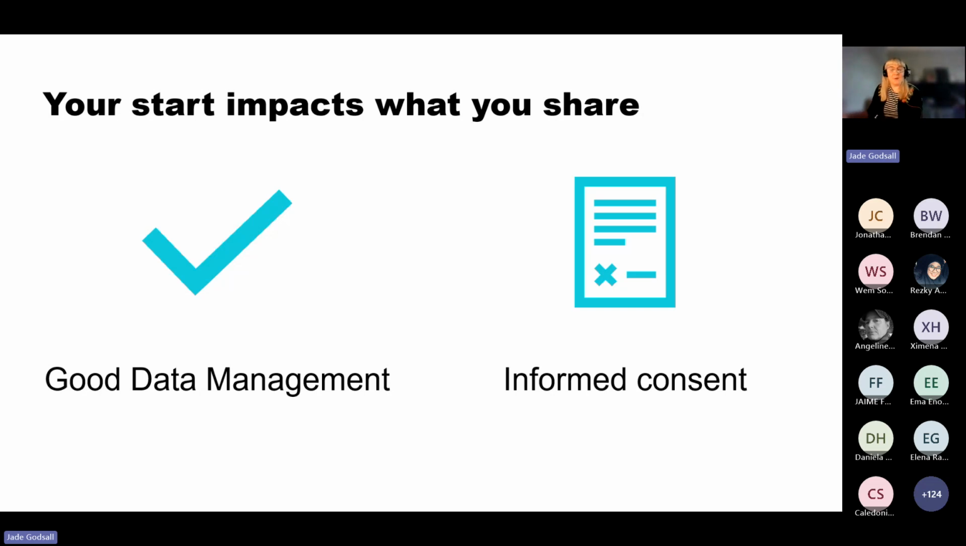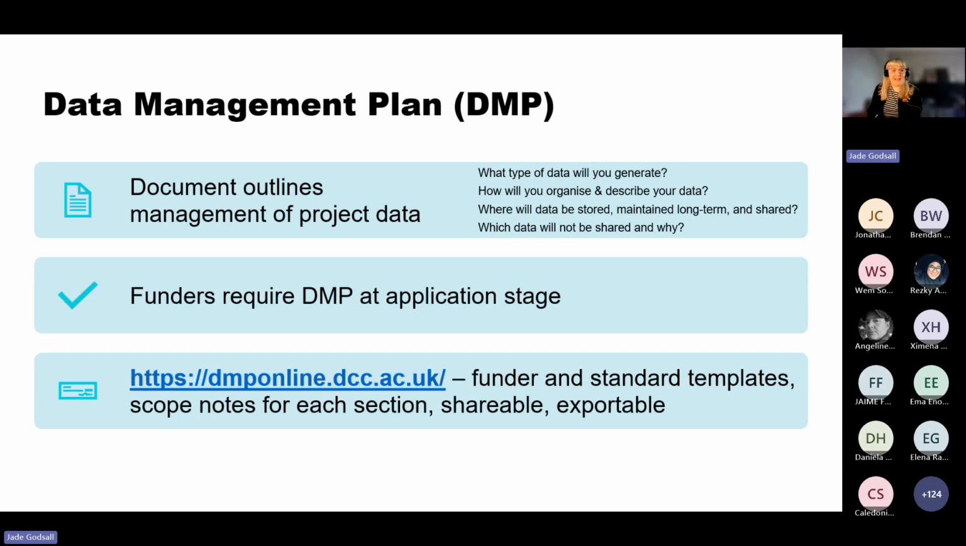So the main thing that we always hammer home is your start impacts what you can share. So what you should be thinking about from the very beginning of your project is good data management, and also, if you're working with human participants, informed consent. So the data management plan, that's really where you need to start. A data management plan outlines the management of project data. So this is what type of data you'll generate: file types, number of files, anticipated size, things like that. How you're going to organize and describe your data, so thinking about naming conventions, version control, data dictionaries, metadata standards. So the data about your data, like creator, date, things like that.